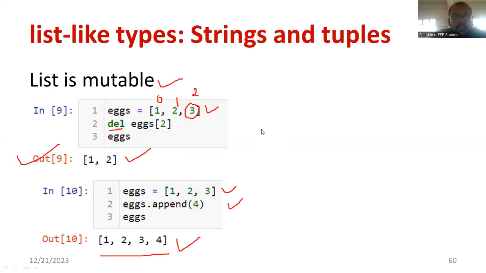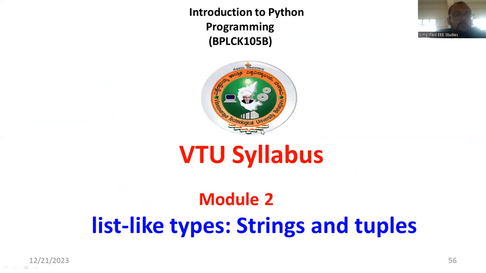Okay. So in this session, we discussed the main important thing. What are the list-like data types? One is string, the other one is tuple. There is one more data type that is called a dictionary. That is a bit different. That is key-value pair. That we'll be discussing later.